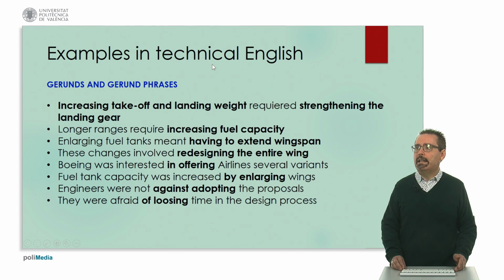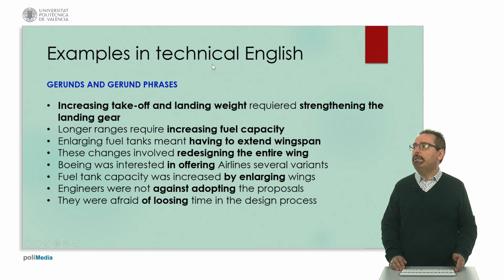Here we have some examples of gerunds and gerund phrases. We have them in bold. Increasing takeoff and landing weight required strengthening the landing gear. Here, as in all these examples, we find that the actions are expressed in the different gerunds. Another example, longer ranges require increasing fuel capacity. Enlarging fuel tanks meant having to extend wingspan.